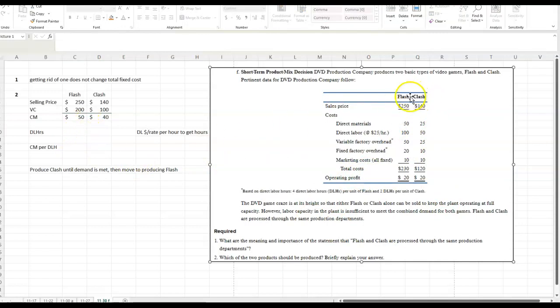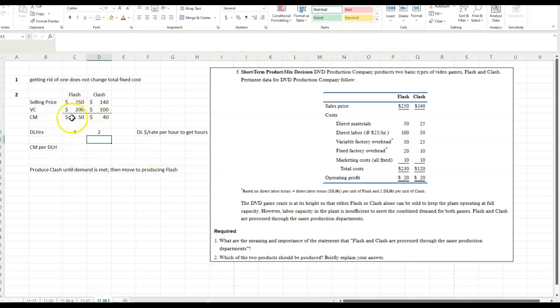First, let's figure out how many direct labor hours each one uses. They didn't directly tell us that, but they did tell us that it costs $100 for Flash and we pay $25 per hour. So we'll take the $100 cost divided by what we pay at $25 an hour and come up with 4 hours. The direct labor dollars divided by the rate per hour gives us the number of hours. And we'll do the same thing for Clash. $50 total divided by 25 per hour gives us 2.